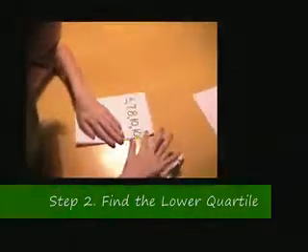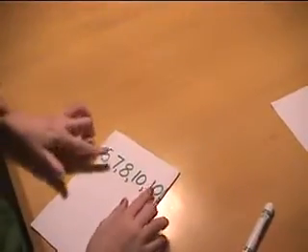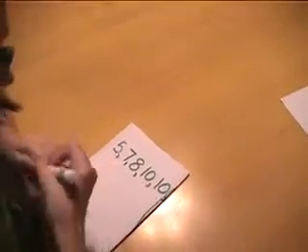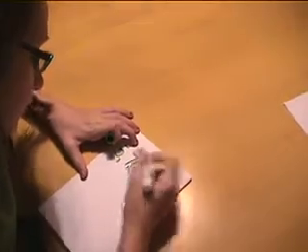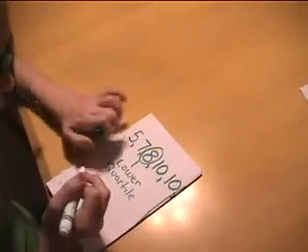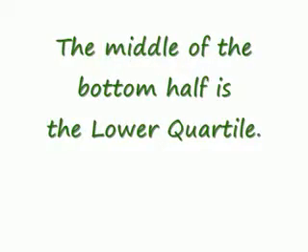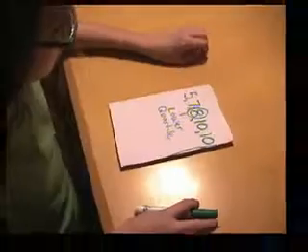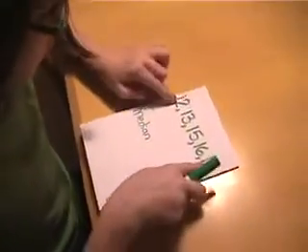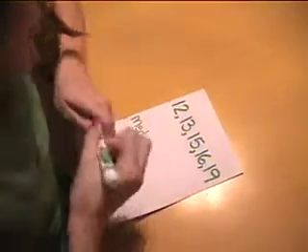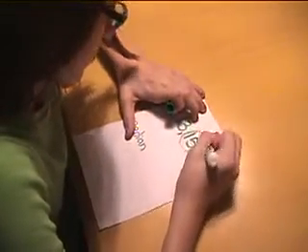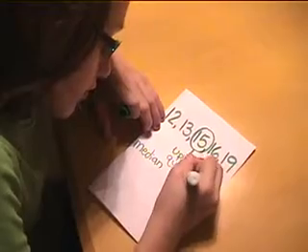Next, using the bottom half of her data, she counted in to find the middle. That's the lower quartile. Becca knows that to find the upper quartile, she looks at the top half of the data and then finds the middle. This is the upper quartile.